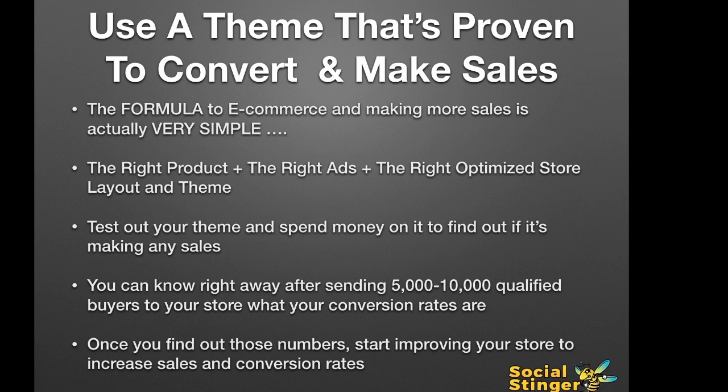For example, if you take 3 pillars and put a piece of paper on top of these 3 pillars and you remove one of the pillars, what's going to happen? It's going to fail, right? That's what's going to happen if you remove one of those pillars. If you don't have the right product, you're going to fail. If you don't have the right ads, you're going to fail. If you don't have the right optimized store layout and theme, guess what? You're going to fail. That's basically the formula to e-commerce. That's the formula to making 6-7 figures in e-commerce. And trust me, I know, because I've done 6-7 figures in e-commerce.